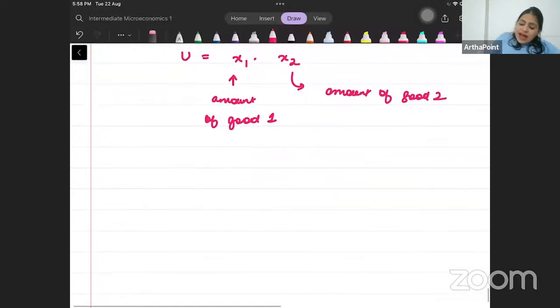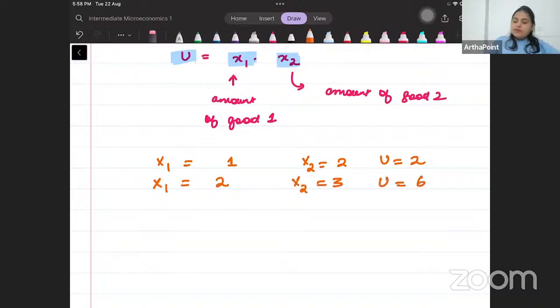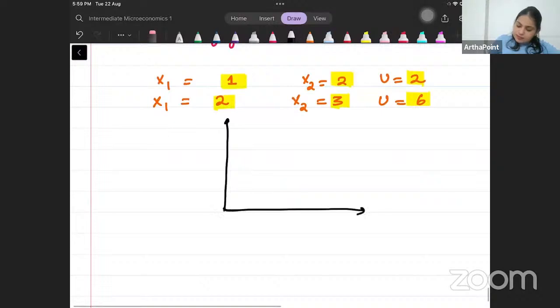Now, but as you will fluctuate 1 and 2, utility will also fluctuate. Suppose you put good 1 as 1, amount of good 2 as 2, so utility ho gayi 2. But if you change good 1 to 2 and good 2 to 3, the utility will be 6, no? So as you fluctuate the amount of good 1 and 2, the utility that you will get will also change. So it should be a 3D diagram.